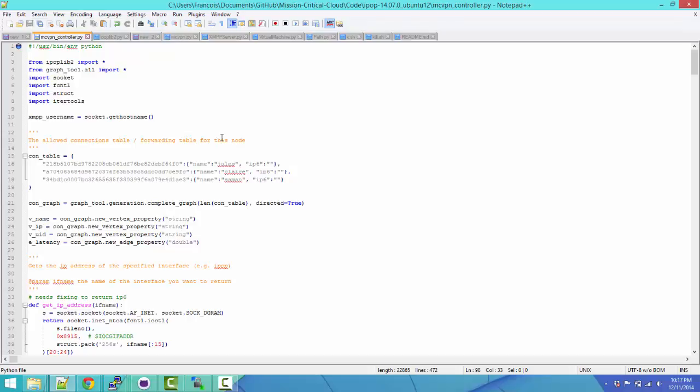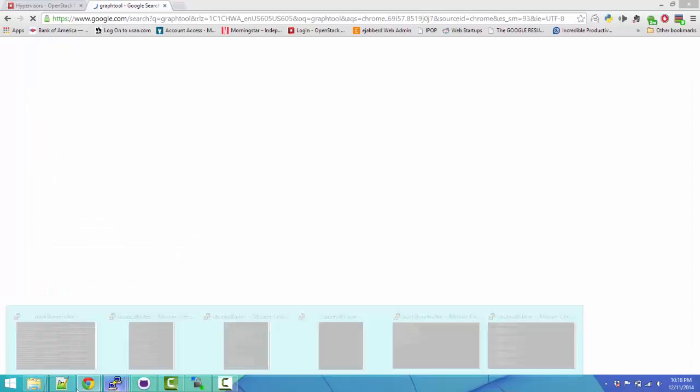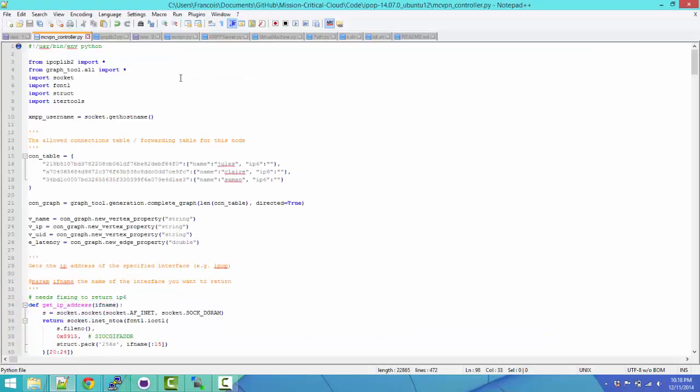Early on, I wanted to create a drawing mechanism for the graph. So the idea was to load the graph of all of the nodes in our neighborhood and then output a picture of that graph into a directory. And in order to facilitate this feature, we used a Python library called GraphTool.